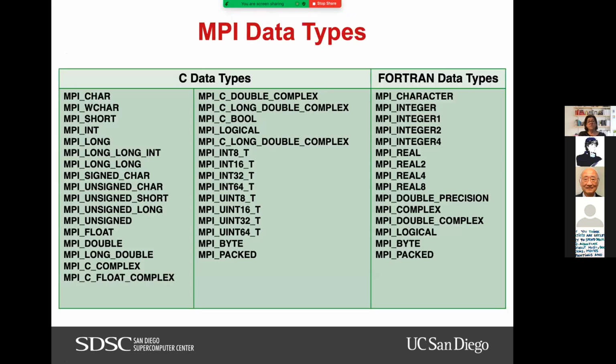Okay, so just stopping real quick to point out, MPI has all the data types in C and Fortran and Python and several, and Java. You can run Java in parallel. It might not be very efficient, but you can. And so all these data types exist.